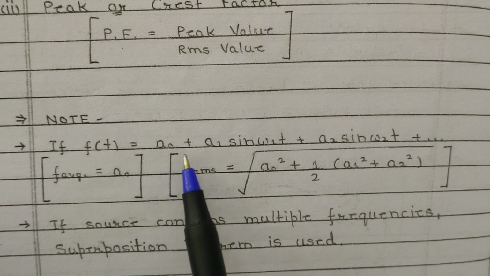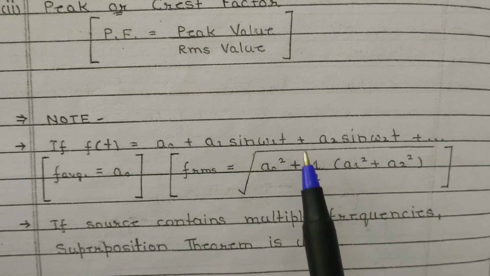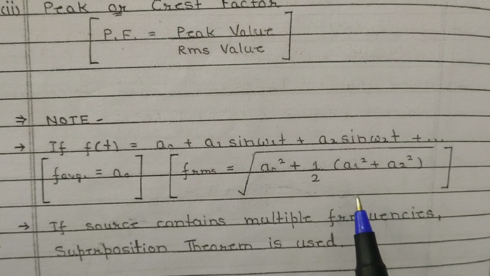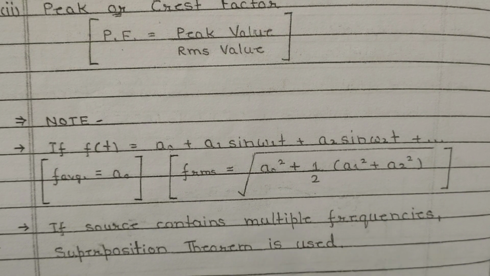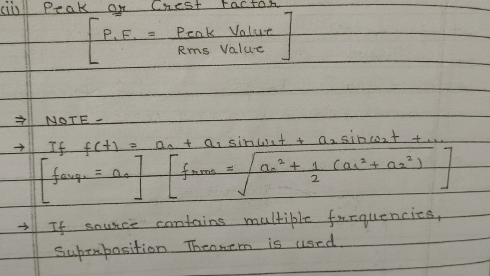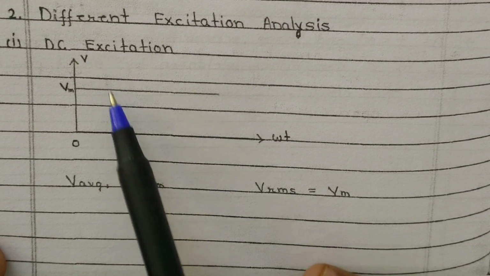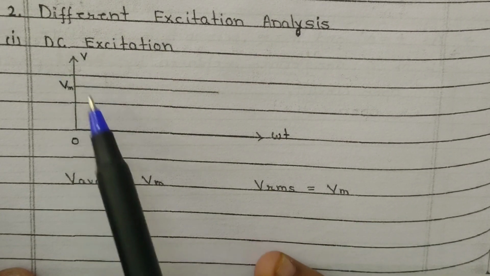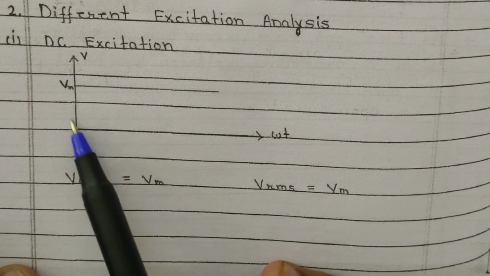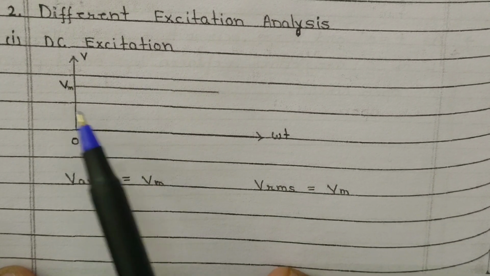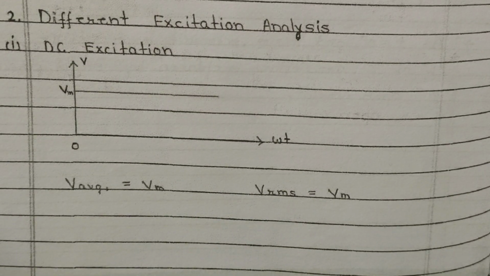Note, if f of t equals a DC term plus a1 sin omega t plus a2 sin 2 omega t, the average value is a0, and the RMS value can be written as shown here. If the source contains multiple frequencies, the superposition theorem is used. The superposition theorem can't be used for power calculations, and it cannot be used for transformers either. Here we will now see different excitation analysis. Here the excitation is DC, which is a constant value. The average value will be the maximum value and the RMS value will also be the maximum value. Remember, for a constant DC value, both average and RMS values are the same.